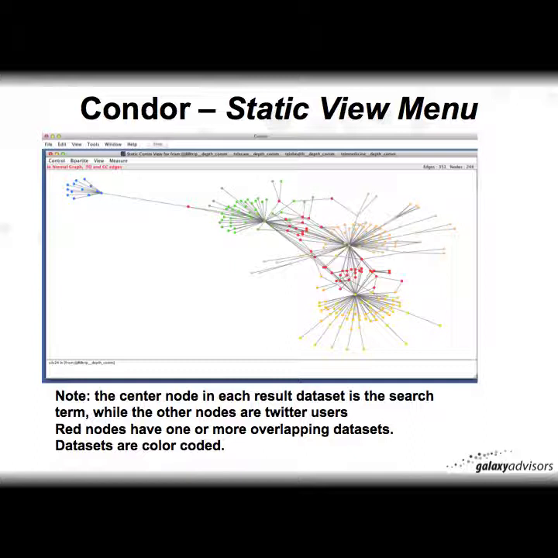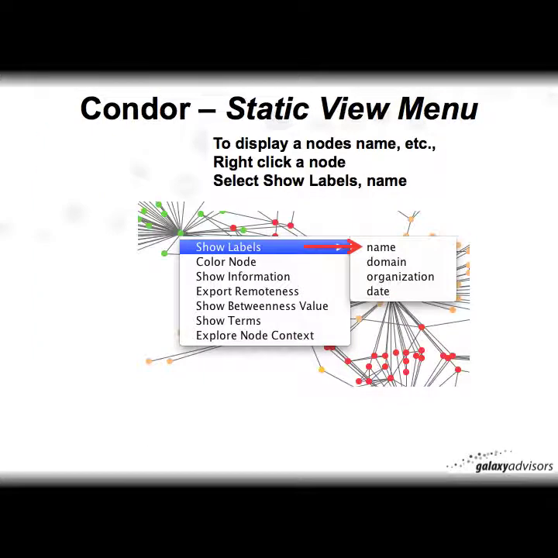So we had 4 search terms, so that's why you see 4 different data sets color-coded here. Now it's nice to see the names. Again, the center node was our search term. So I'm going to click to display the node name. You right-click on a node, select Show Labels, click Name, and then it will display the name. I'm going to go around and do that and click on the 4 center nodes to display the 4 search terms.